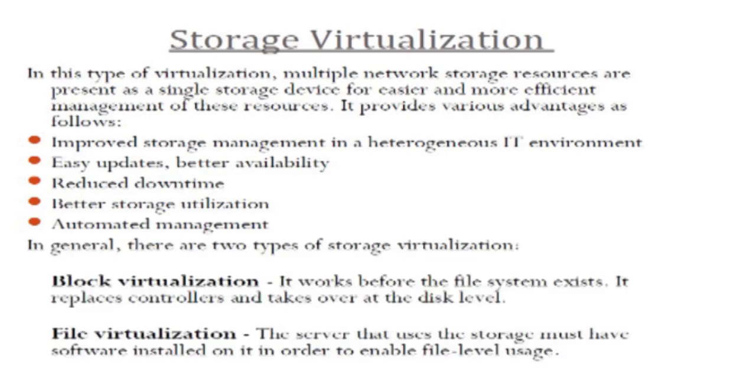There are two types of storage virtualization: block virtualization and file virtualization. Block virtualization works before the file system exists. It replaces controllers and takes over at the disk level. File virtualization: the server that uses the storage must have software installed on it in order to enable file level usage.